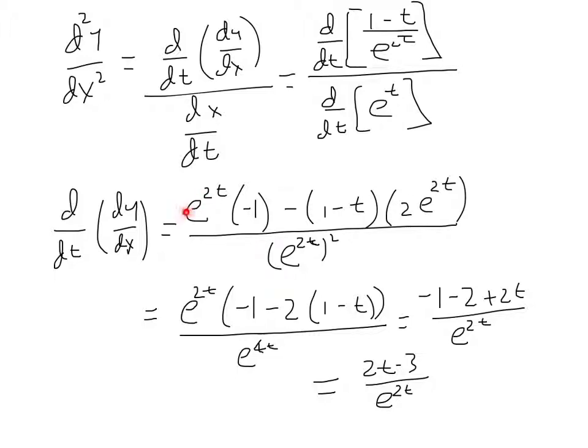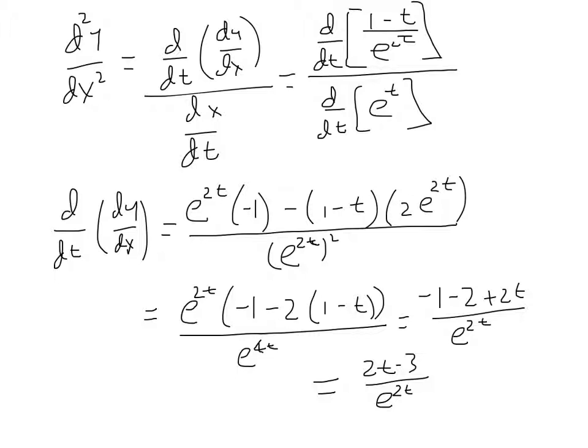So we're going to do the bottom times the derivative of the top, so e to the 2t times minus 1, minus the top, 1 minus t, times the derivative of the bottom, and the derivative of e to the 2t will be 2e to the 2t. And then we divide that by the square of the bottom, so e to the 2t squared. And again, we're just doing this part here. We'll worry about the derivative of e to the t in a second.